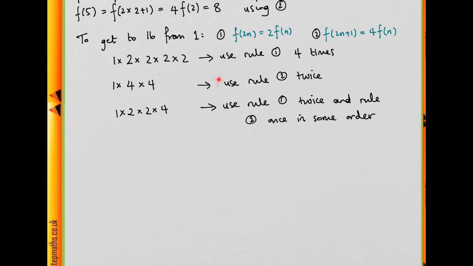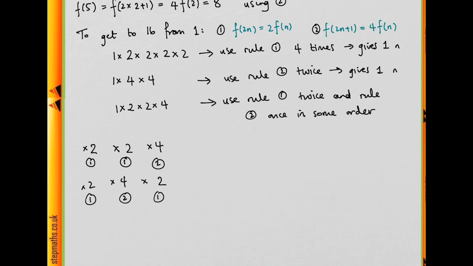So for these first two, there's only one option for what we're doing. Either we're using rule 1 all the time or rule 2 all the time. So each of these is only going to give me one number. But for this last one, we can do rule 1 and rule 2 in different orders, and those orders are going to give us different numbers.